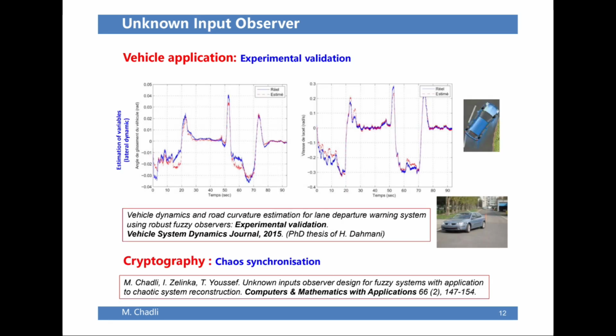And here is an example of application of the unknown input observer. So this unknown input observer has been applied successfully in my case in a variety of applications, particularly in the vehicle domain. For example, by estimating vehicle dynamic variables and other attributes such as road curvature or road bank angle estimation.